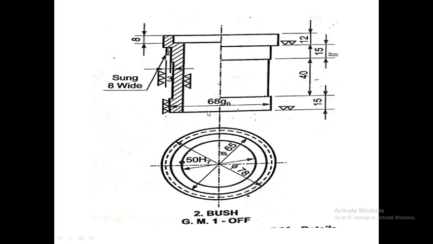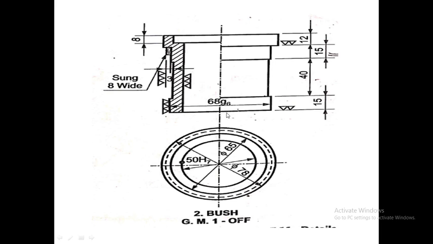Now we will first see the total height of the bush. You can see here 12 plus 15 plus 40 plus 15. If we add all these dimensions, we get 40 plus 15 plus 15 equal to 70, and 70 plus 12 is 82. So the total height of the bush will be 82.